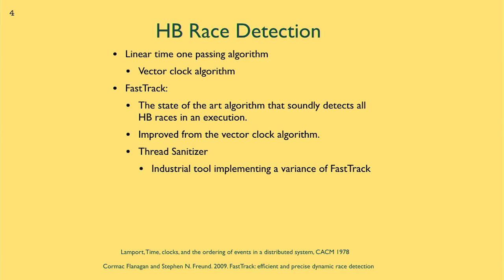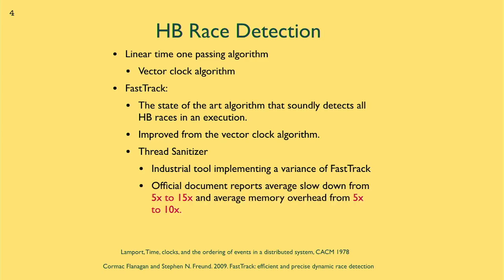ThreadSanitizer is an industrial tool that basically implements a variant of FastTrack. Its official documentation reports an average slowdown from 5x to 15x, and an average memory overhead from 5x to 10x, which basically means this algorithm is only suitable for in-house testing, but may not work well on large-scale software. And one possible solution for this is sampling.